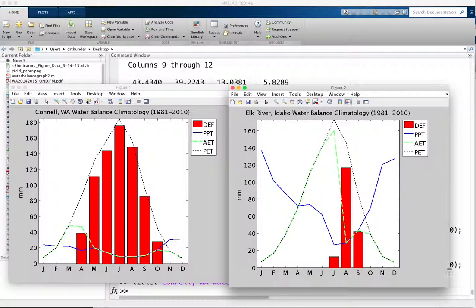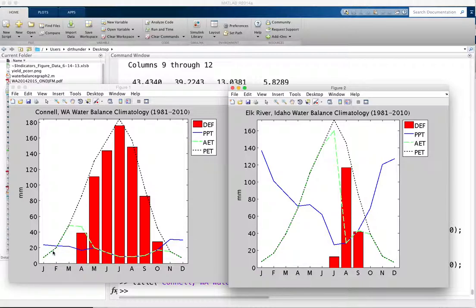So in this function, what's nice is that you're actually plotting 4 different values. They all have units of millimeters. And the nice thing, again, with thinking about the water balance is that we end up combining measurements of energy, which is potential evapotranspiration, with units of moisture, like precipitation. So we can look at these graphs, and there's 4 data points per month. The blue line here shows us our monthly climatological precipitation. Okay, so again, far more precipitation in Elk River than in Connell.